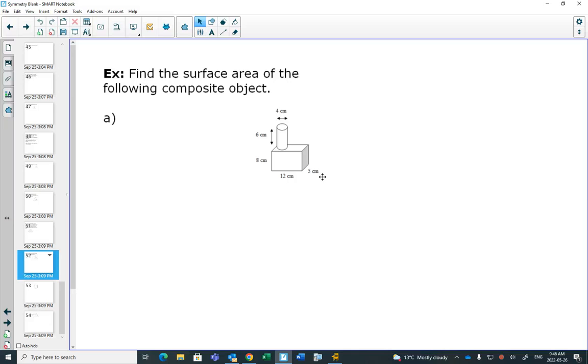I think I started to give you more space, but on this one, yes, this is the first one that I actually gave you enough space for in your notes. So we're going to do these composite objects again.